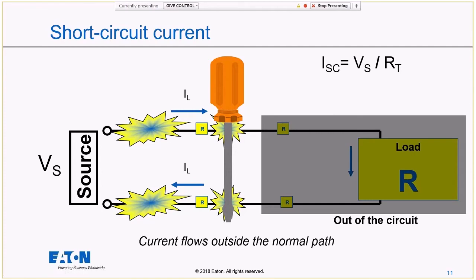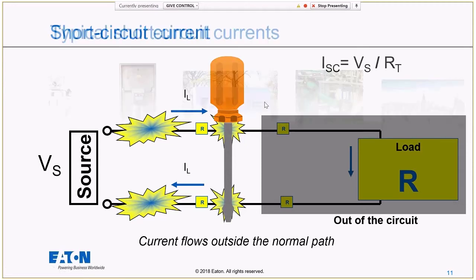And when that load goes out of my circuit, that load is where most of the resistance in my circuit is. Not 100%, but about 98% of the resistance in my circuit is typically in that load. So you can imagine I've got Ohm's law up here in my top right again. If the current is equal to voltage divided by resistance, and that resistance goes way, way down, driving towards zero, with the voltage staying constant, that's why I get such high values for that short circuit current, because we are removing so much of the resistance from that circuit path. So short circuit current flows outside the normal path, with really, really high values.